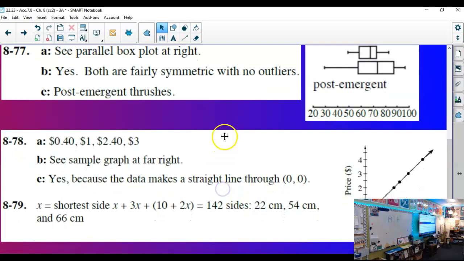And then our graph here should be a straight line going through, or coming from, however you want to say that, the origin. So that means it is proportional, right? Part C asking, is it proportional? Yep, of course, it's a straight line coming from the origin. And then 79 was one of those where you had to take words and make them into algebraic expressions, right? Any questions? Otherwise, we got a lot of constructing shapes to kind of grapple with today.